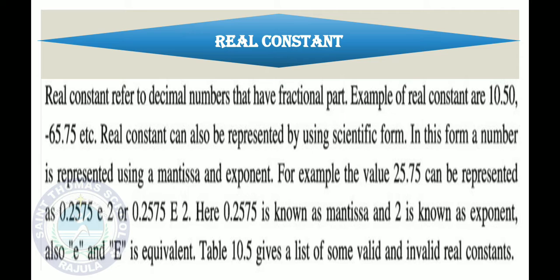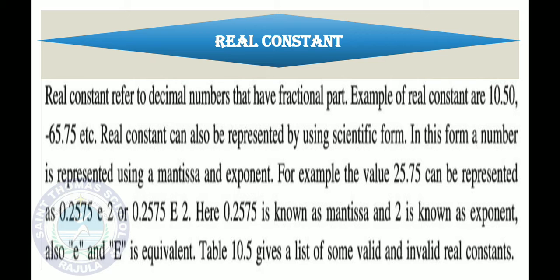So in this form, a number is represented using a mantissa and exponent. Remember, the real constant is also represented using the scientific form with the help of the mantissa and exponent. So for example, here 25.75 is a fractional number, a real number, that can be represented in the scientific form as 0.2575 E2 or 0.2575 capital E2.